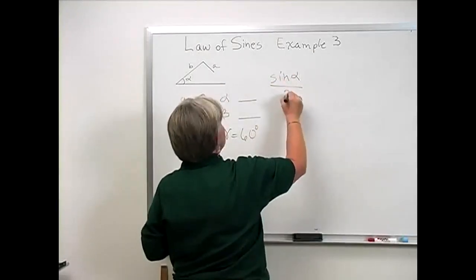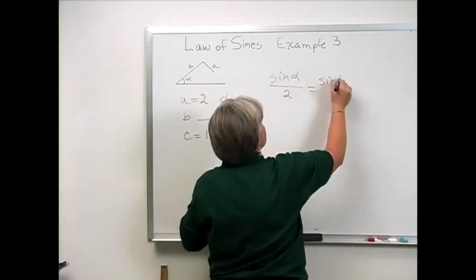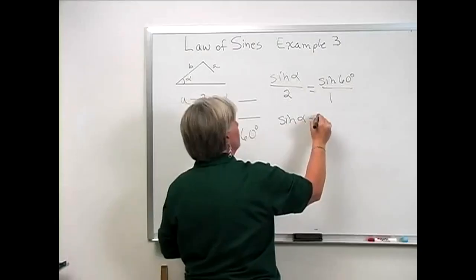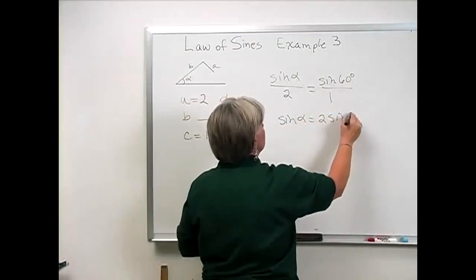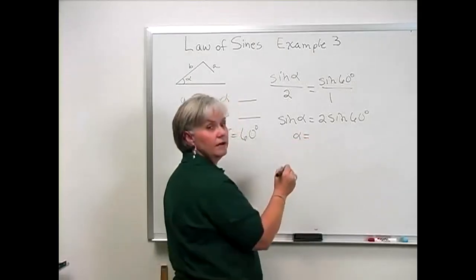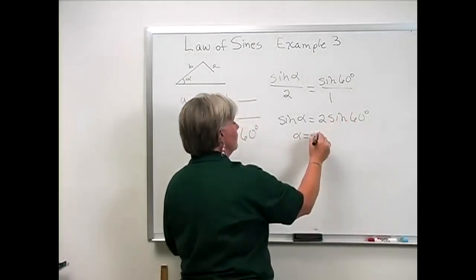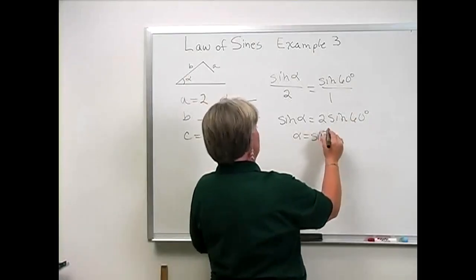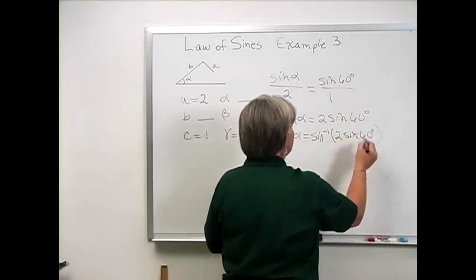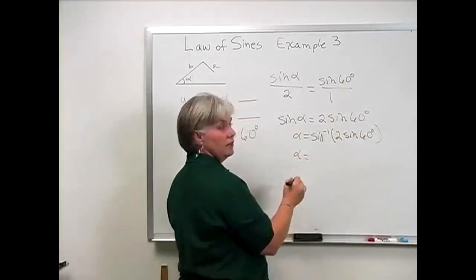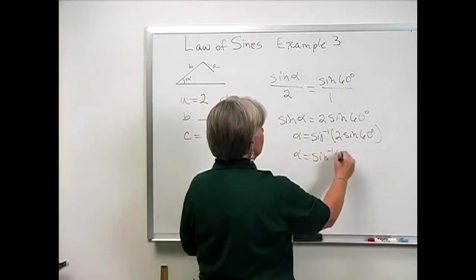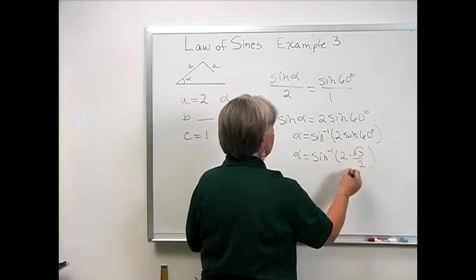The sine of alpha is to 2 as the sine of 60 degrees is to 1. So the sine of alpha is 2 times the sine of 60 degrees. Now, you might already see what's happening here, but just in case you don't, or it's an angle you're maybe not familiar with, alpha is sine inverse of 2 times the sine of 60 degrees. So this is a good chance to review one of our exact value angles. So the sine of 60 degrees is the square root of 3 over 2.